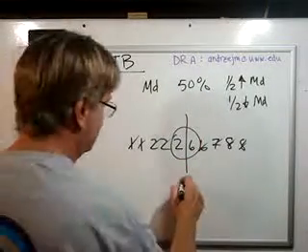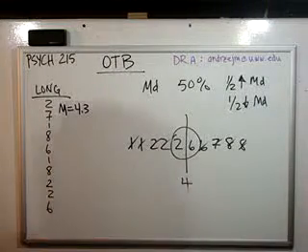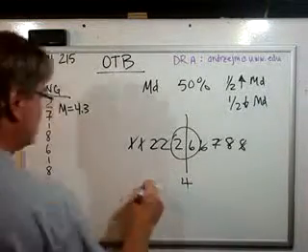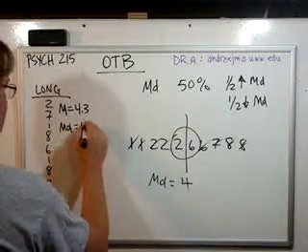And what we say is the median is the average of the two if we have an even number of scores. So our median is equal to 4. So we can put that over here. Median is equal to 4.